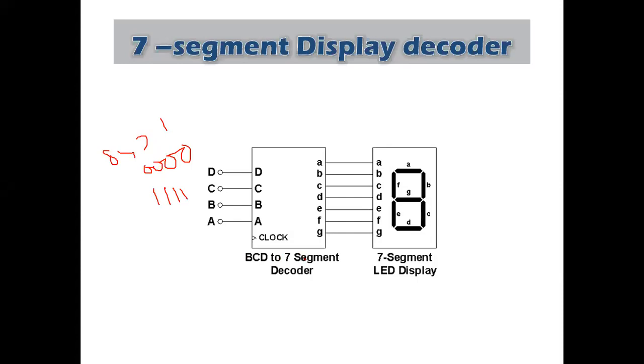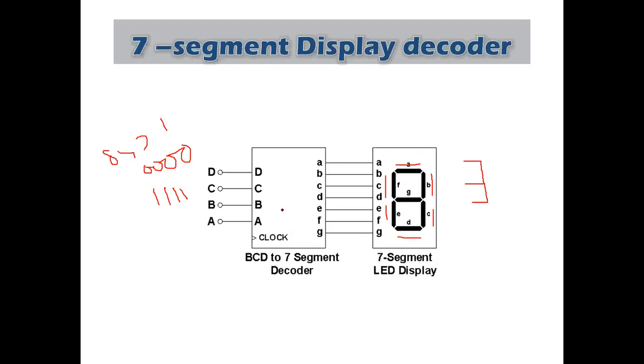If I want to display 0, what are all the segments I have to enable? I have to enable A, B, C, D, E and then F. To these segments I have to apply 1. If I want to display 3, what segments should I enable? A, B, G, C and then D. These are the segments I should enable.